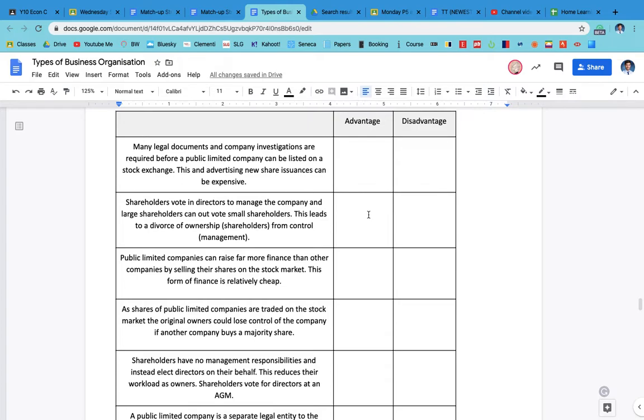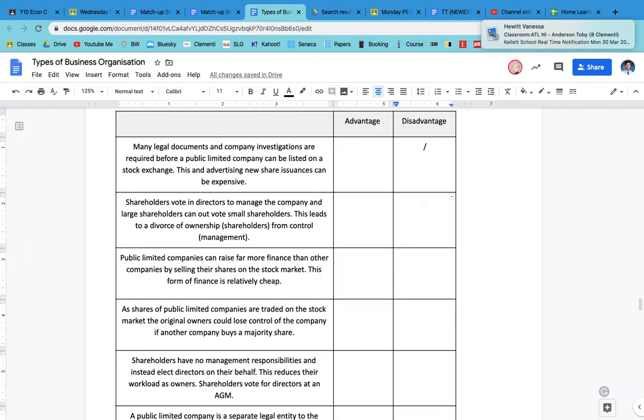Okay, so let's have a look at these advantages and disadvantages then. Many legal documents and company investigations are required. This is expensive. To become a PLC, you basically have to have a full investigation into your business. Because if a stock market is going to list your shares, you need to prove that you are a reliable business, that you are a certain size, that you can cover the costs, and that you're not likely to go bankrupt. That kind of appraisal of your business is costly and time consuming.